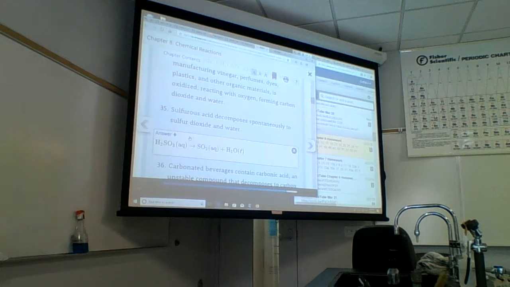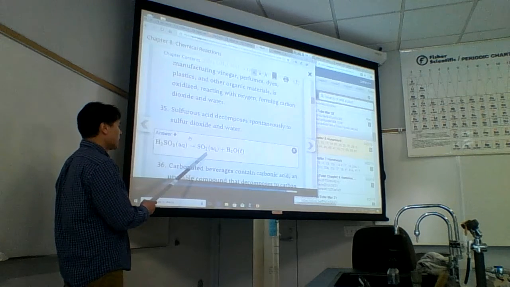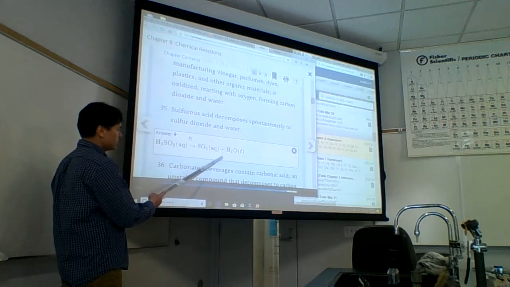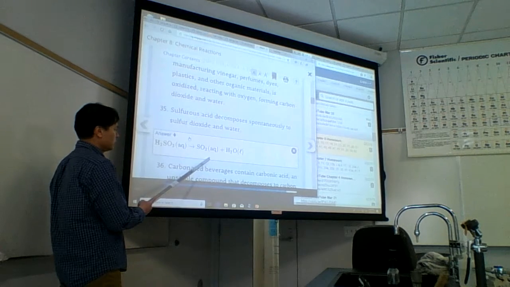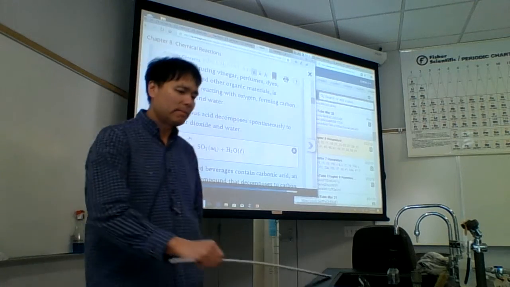When sulfurous acid decomposes into sulfur dioxide, aqueous or gas? Gas. So these are unstable. It's unstable. This already should have been.